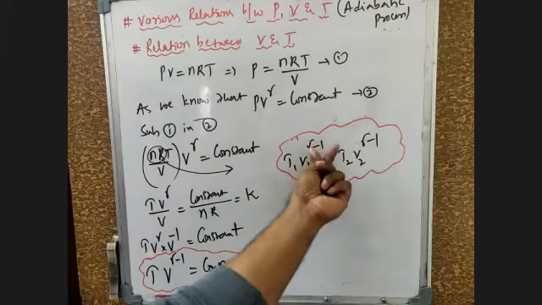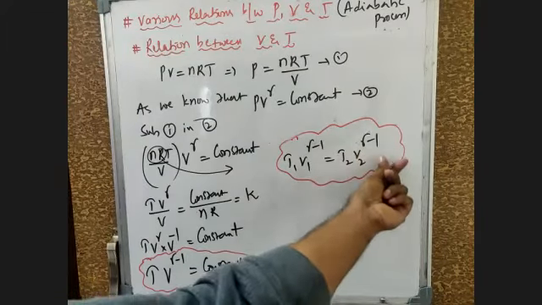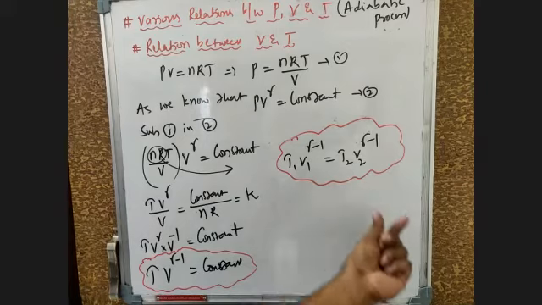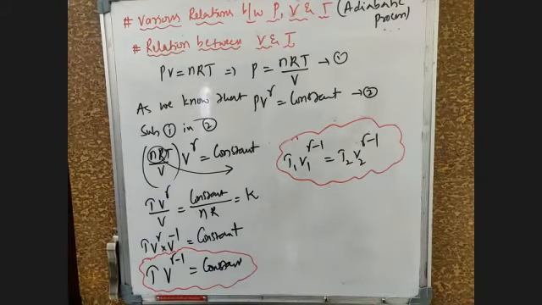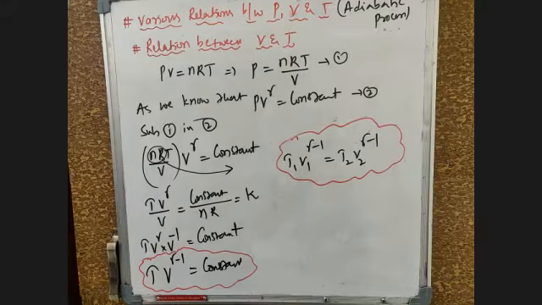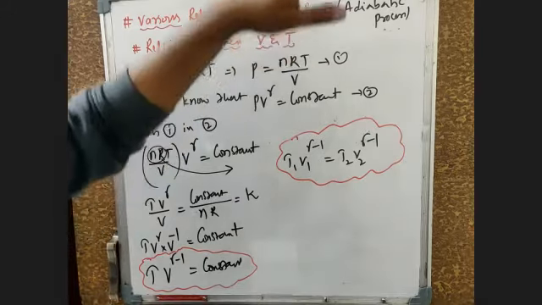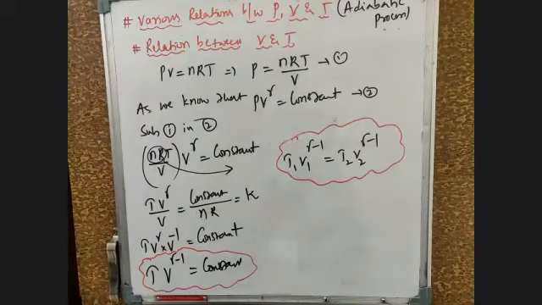As T1 V1 to the power of gamma minus 1 is equal to T2 V2 to the power of gamma minus 1 is equal to T3 V3 to the power of gamma minus 1. Isn't it? So now what is the next relation we got between the volume and temperature? TV to the power of gamma minus 1 is equal to constant. And the relation between pressure and volume is how much? PV to the power of gamma is equal to constant.